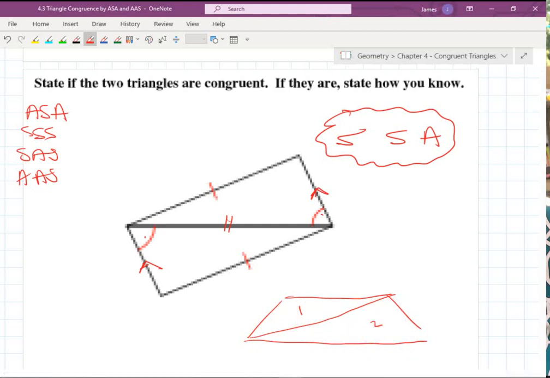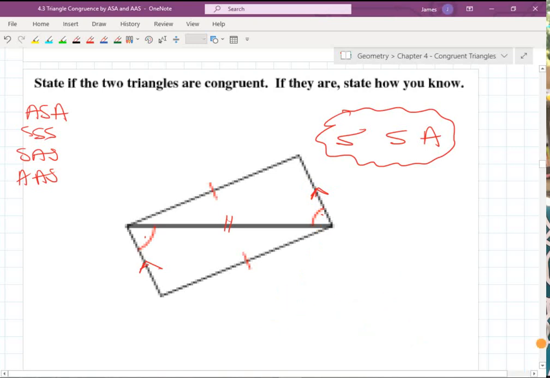Does that make sense? The only way that I could tell that these two angles here, there and there, are congruent is if they had markings that those were parallel. Okay. So these being parallel does not dictate those two.